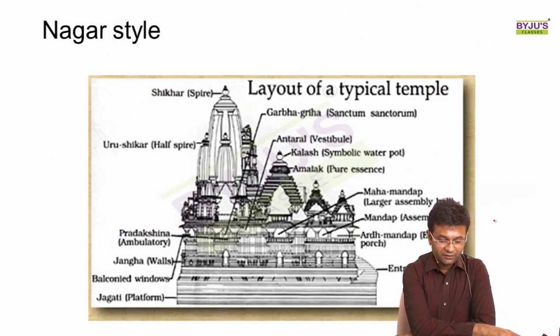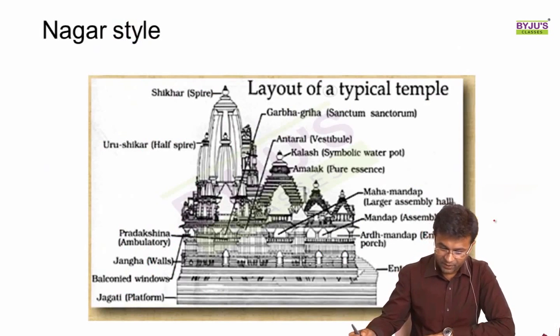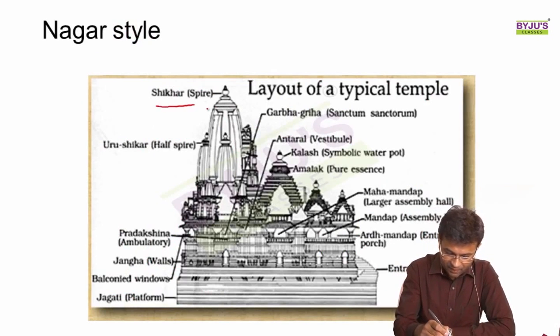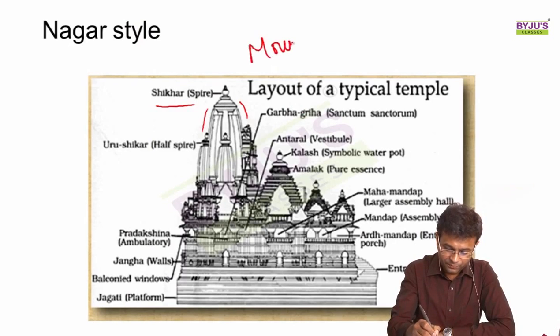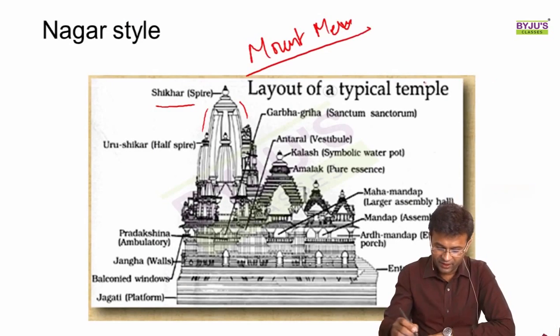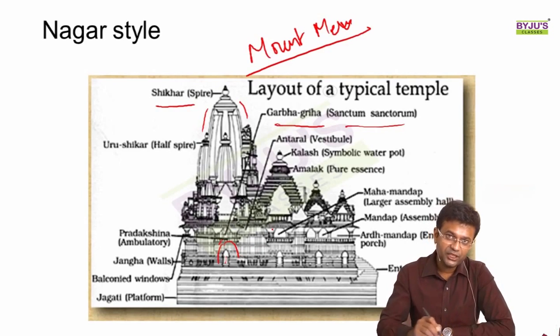Now we begin with the first style, the Nagara style. This is a typical layout of a Nagara style of temple. You see the shikhar, the spire. The shikhar was a representative of a hill, particularly Mount Meru, which is taken as very sacred in Hindu iconography. Then we find the Garbhagriha, the sanctum sanctorum. It was a very small chamber where the deity's structure was kept, and at a time only 2 or 3 people could enter it and then see the deity.